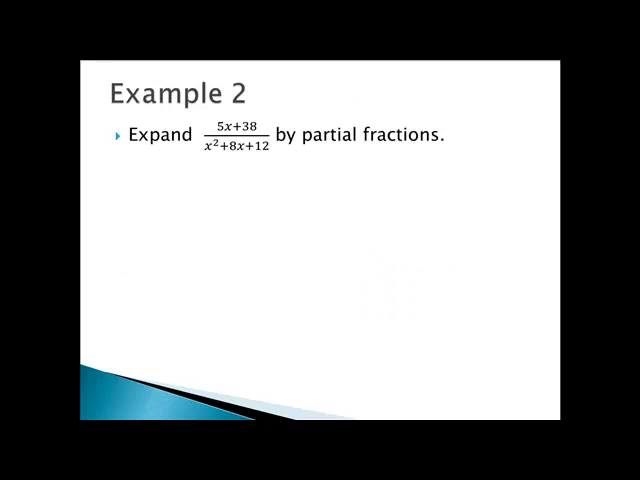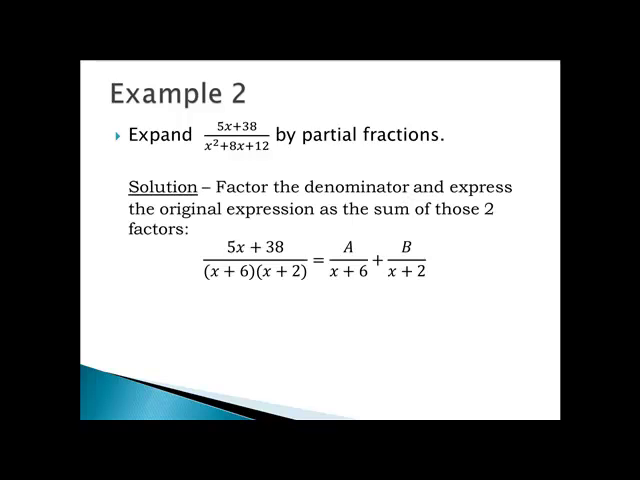Example 2. I want to expand this rational expression using partial fractions. This time my denominator isn't factored, so I'll go ahead and factor x squared plus 8x plus 12 as x plus 6 times x plus 2. And then I'll rewrite my original expression as the sum of those two factors. I'll rewrite as a divided by the first factor, x plus 6, plus b divided by the second factor, x plus 2.